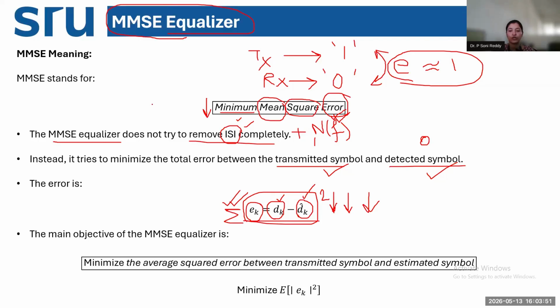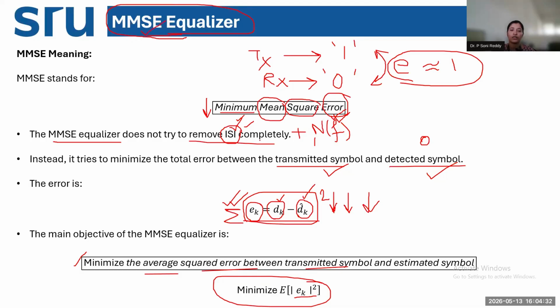Clear? So the objective of the MMSE equalizer is to minimize the average square error between the transmitted signal and the received signal. That means what is the factor that we are focusing on? We are focusing on the function of the error, which is the mean square error. So what is this error? Error is the difference between the transmitted signal and the detected signal. So if I compare your MMSE equalizer with the zero forcing equalizer, zero forcing only focuses on ISI itself. It does not focus on the noise factor.